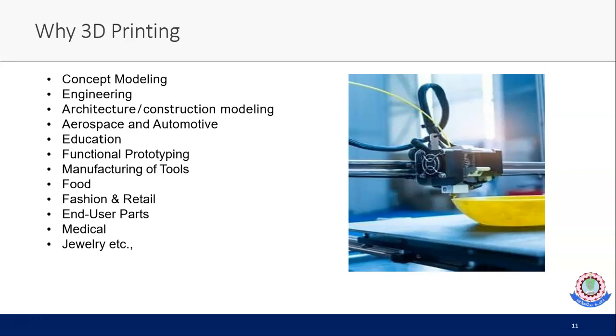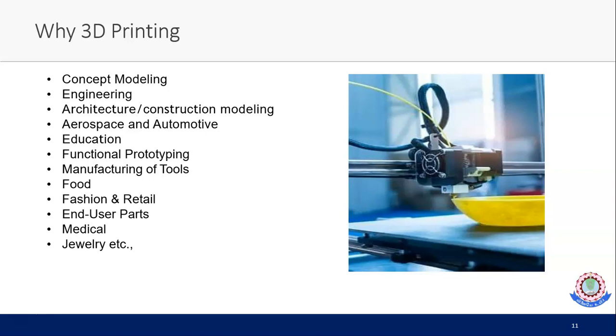Architectural and construction modeling. For example, if you are planning to build a new home, before building the home, you can make a 3D print, right? So you can make a prototype, an exact replica of the object. With the help of 3D printing, you can view what our house looks like. To view it in 3D, we can go with architectural construction modeling. Aerospace and automotive, right? Most of the aerospace and automobile components are made with the help of 3D printing.